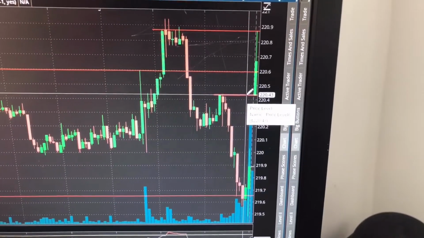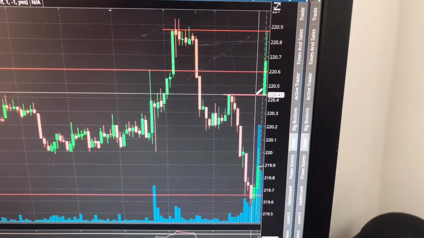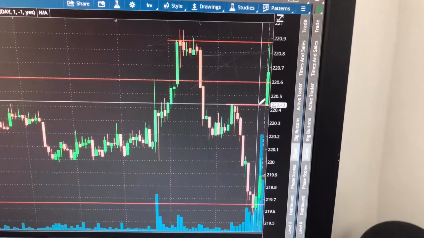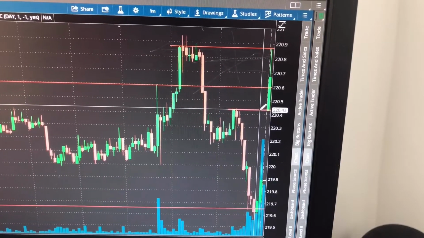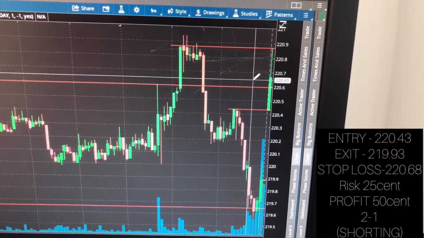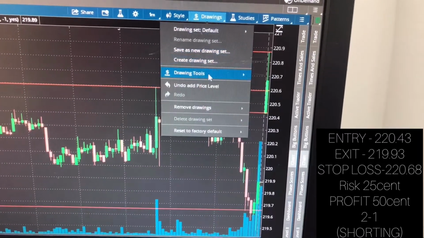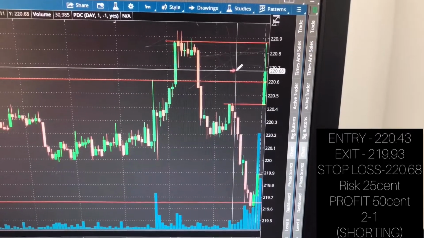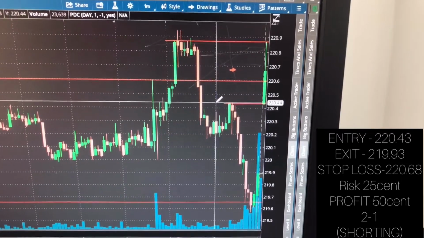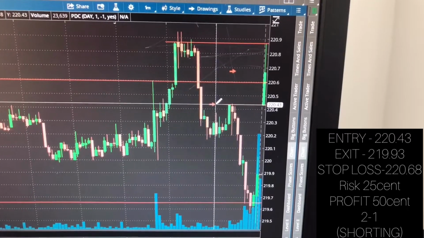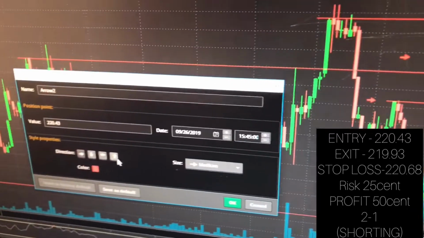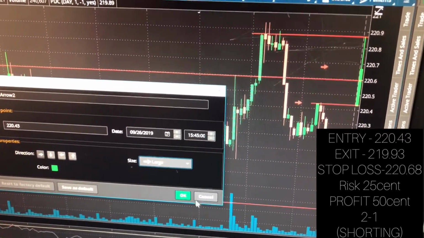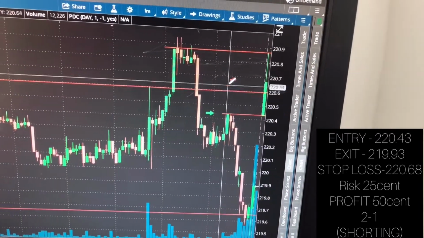We want to short it once it breaks 220.43. Now on these big caps, I usually take 25-cent risk. So 25 cents from 43 will be about, what's that, 68. So my risk will be up here. I'm going to put an arrow at my risk. This is going to be my risk at 68 right here, and I'm going to enter right here if it comes to this level. I'm going to make this one green because that's where I enter, and we're going to make it large. Boom. That's my entry.